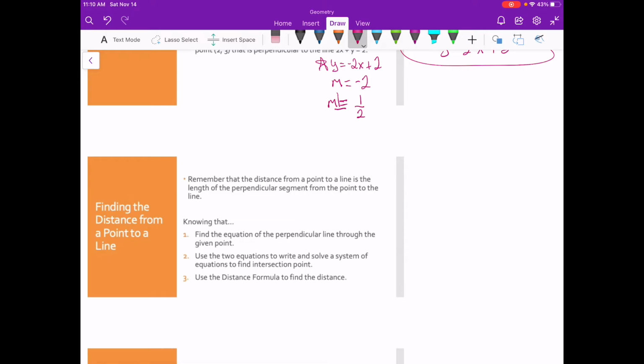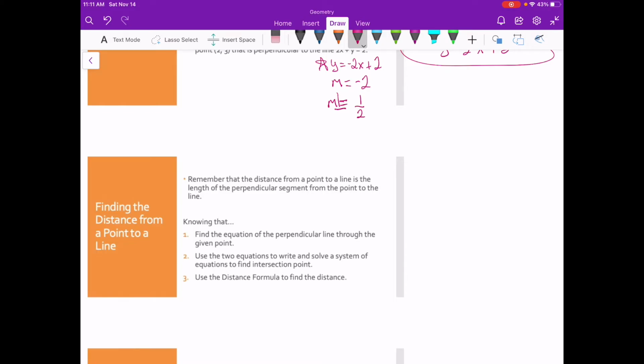So remember, when we're finding the distance from a point to a line, we look at the perpendicular segment. Okay, so we want them to be perpendicular. So knowing that, we're going to find the equation of the perpendicular line through the given point. So we're trying to find the distance from point P. So we're finding the perpendicular line through point P to the line that we're given.